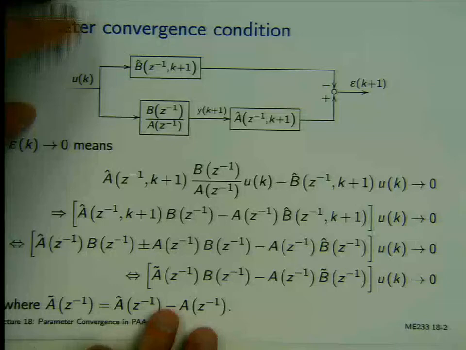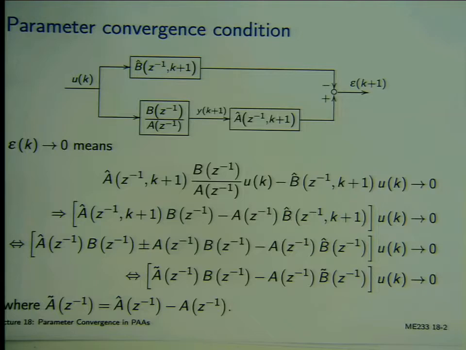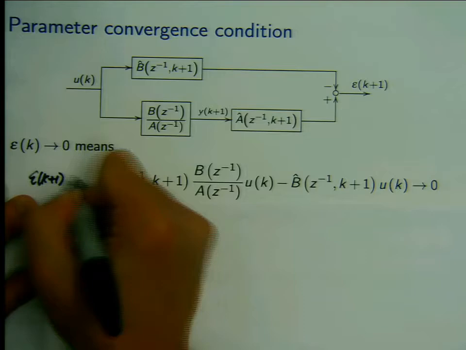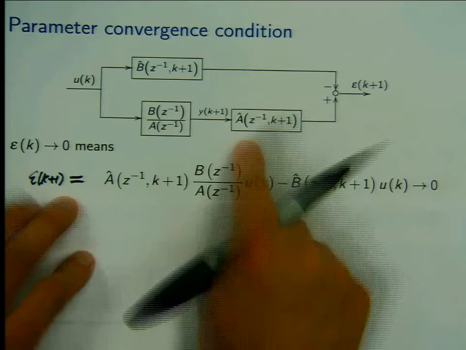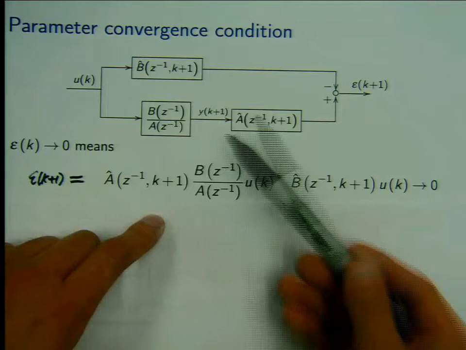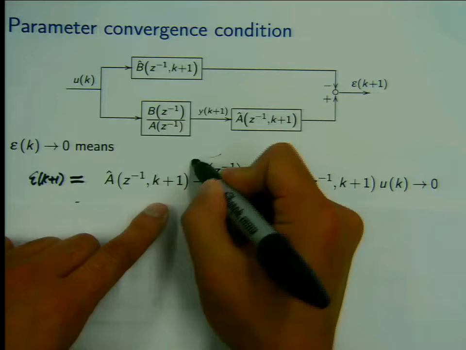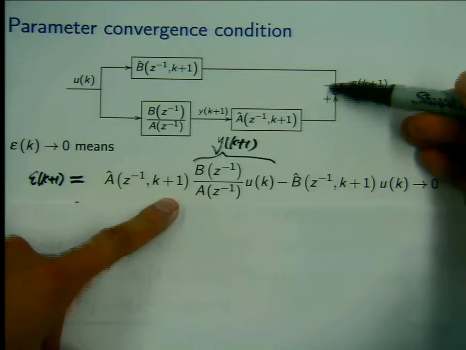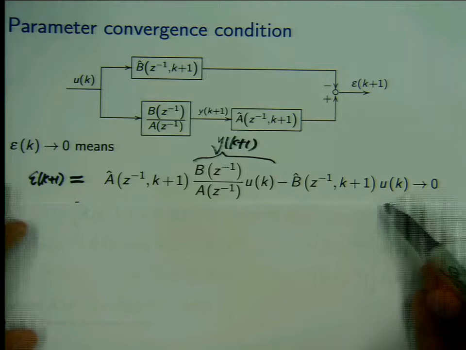So let me actually derive this set of equations now. First, this first equation simply is this. Epsilon k plus 1 equals, if you look at this structure here, a hat processing yk. So it's yk plus 1 passing through a hat. But yk plus 1 is nothing but the input passing through the plant. Okay? So this is the first part. And the second part, epsilon k plus 1 is this guy minus this guy, so it's minus b hat processing uk. So this is the meaning of epsilon k plus 1 going to 0.